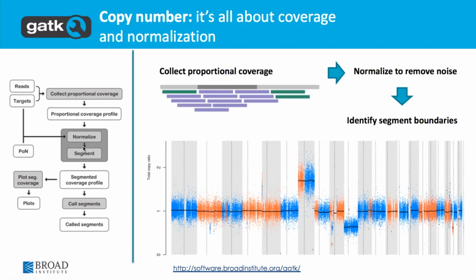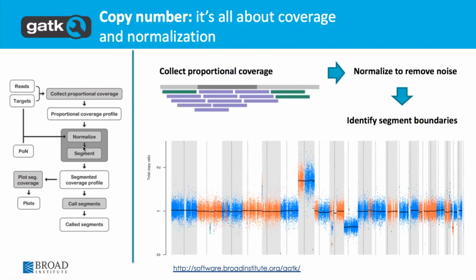The y-axis gives you proportionally how much more or less coverage you have there compared to the average. What you see is that most of the time it's around 1. And in places where you have copy number variation, you'll either have a jump or a drop. Okay, that's the basic idea of how we're looking at copy number variation.